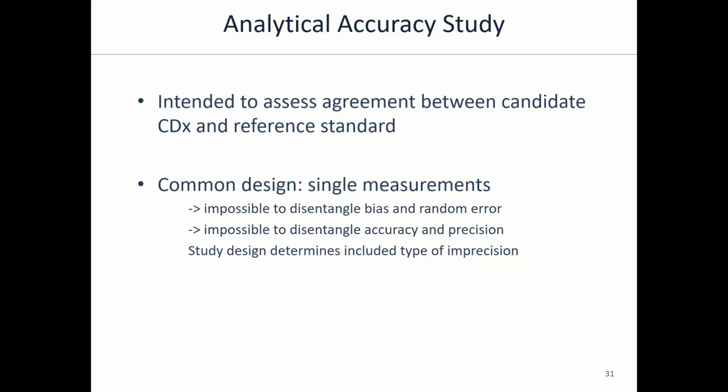Here we're really trying to assess the agreement between the candidate companion diagnostic and the reference standard. It's important to say that the common design for analytical accuracy uses single measurements for the candidate and the reference. And if they don't agree, it's very difficult to disentangle a systematic from a random error, or accuracy from precision. So there will always be some imprecision involved in this type of study.